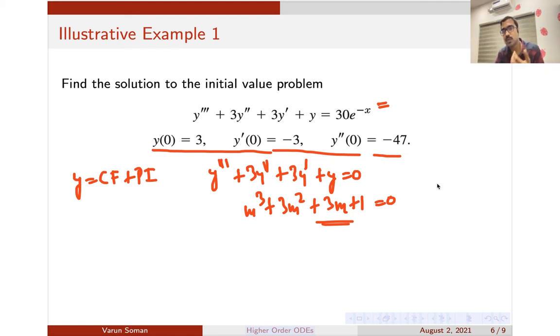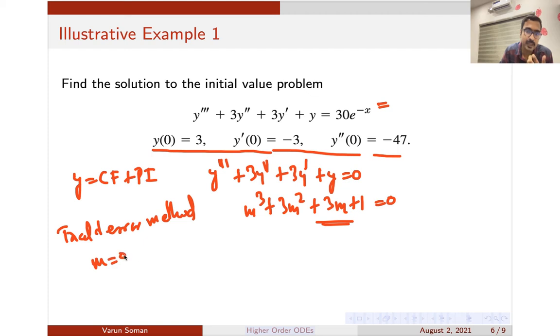Or you can use your scientific calculator to find the roots, or the straightforward but longer method is that you guess a solution by trial and error. How will you guess a solution? You just put m is equal to 0 and see whether it satisfies this equation. If it satisfies this equation, it means it is a root of that equation. Here if I put m is equal to 0, I will get 1, so 0 does not satisfy, so this is not a root.